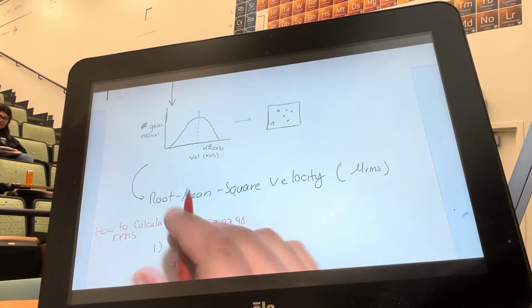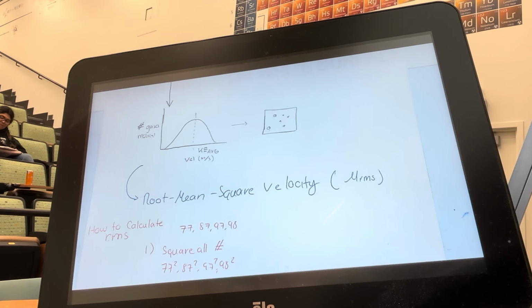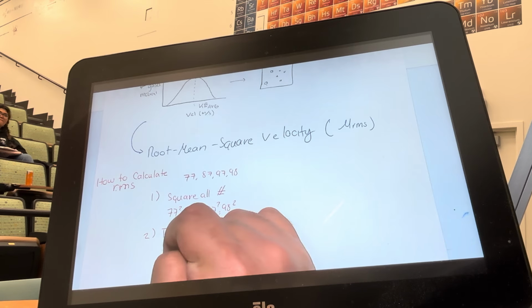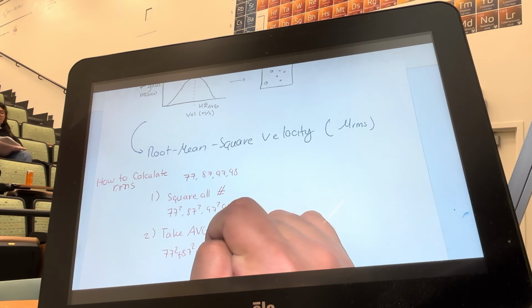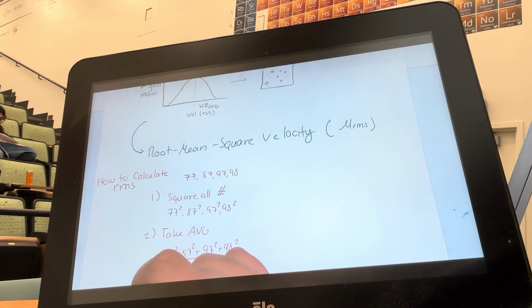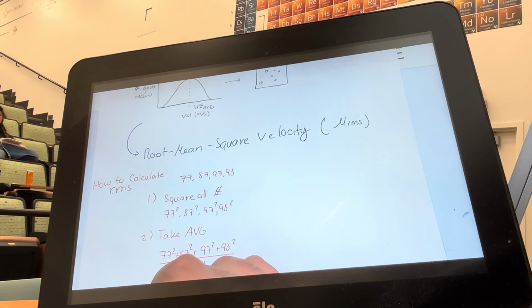Number two, you take the average of everything here, including the things that are squared, right? You take the average, so that's 77 squared plus 87 squared plus 97 squared plus 98 squared, divided by 4, because there's 4, right? And then at the very end, you're going to take the square root.